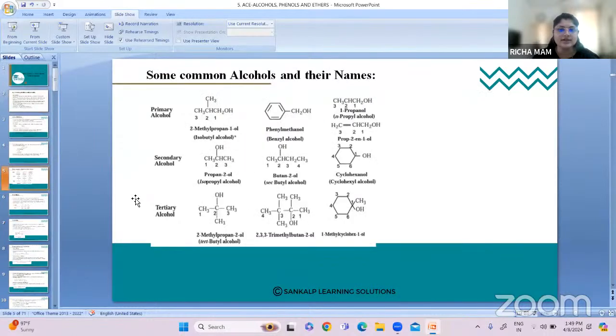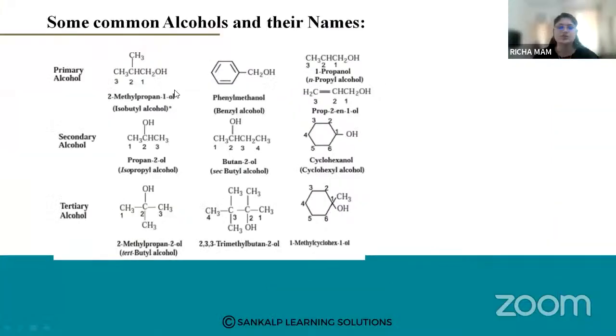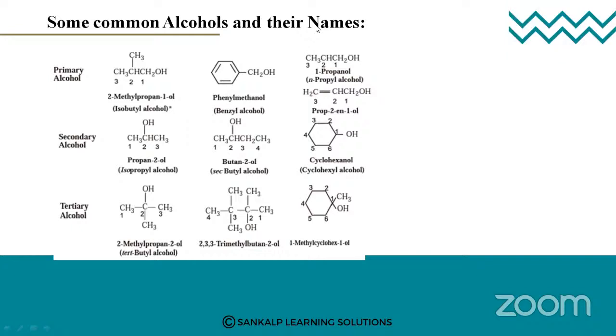So these are some of the common alcohols and their names. Go through this chart. These are primary alcohols. These are the secondary alcohols, and these are the tertiary alcohols. So these are some of the list of alcohols. Please go through it.